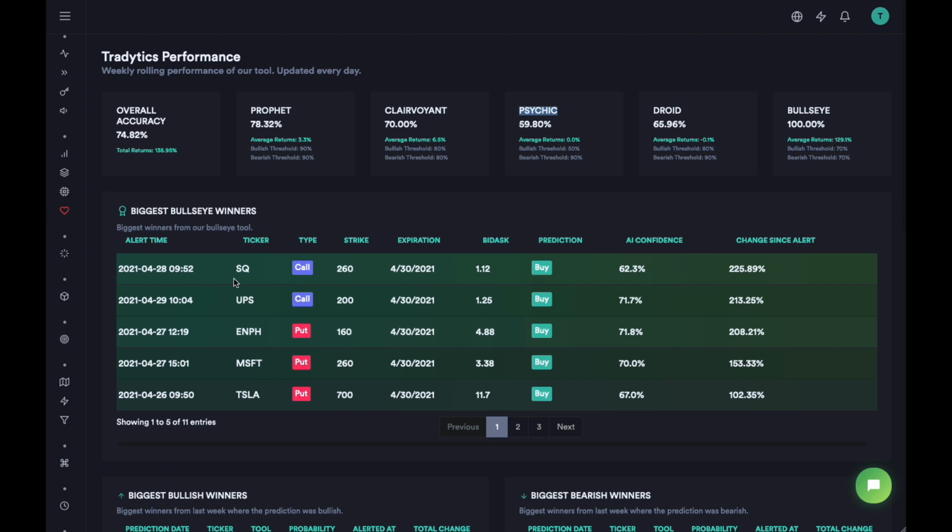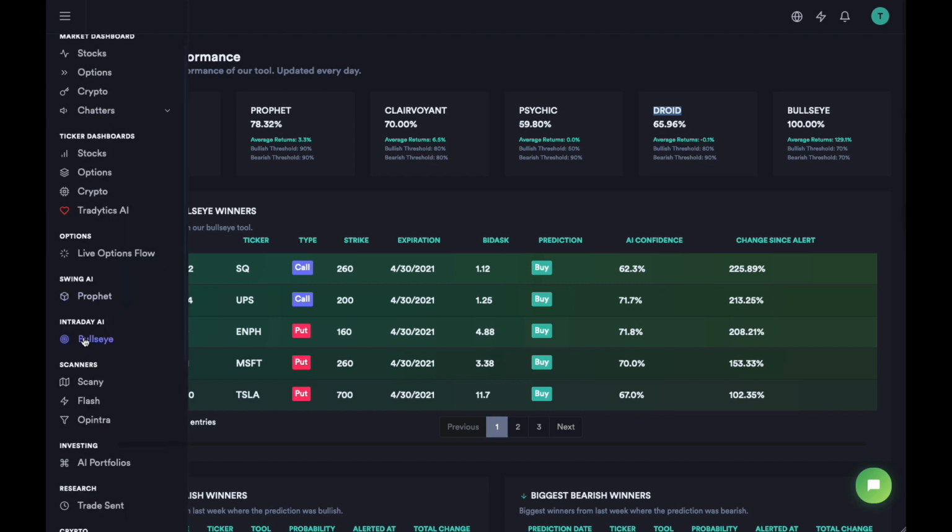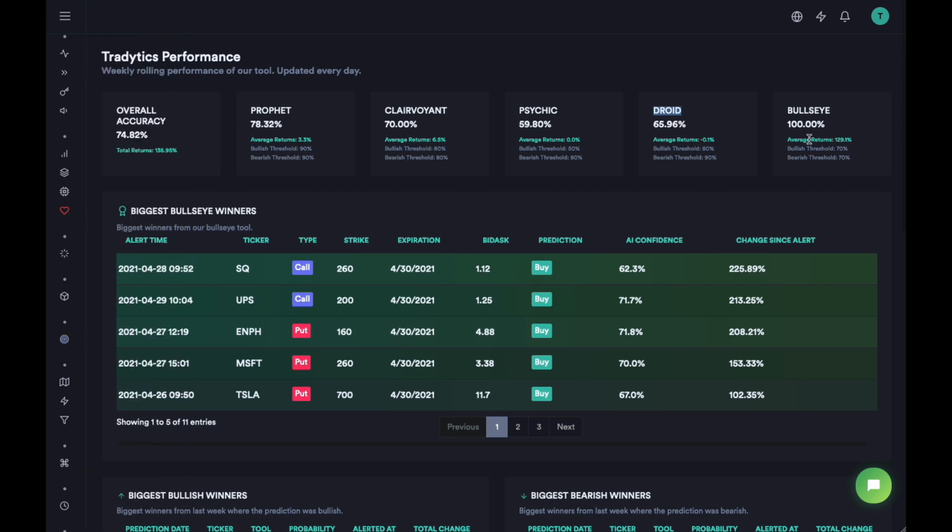If you've seen the Profit video, you will realize that there are two columns in the tool. One of them is price action AI and the second one is options AI. So options AI is called Psychic. Droid is the stock expectation version of Bullseye. Again, if you have seen the Bullseye video, you will see that there are two columns: a stock expectation column and an options contract column. So Droid is the stock expectation column, and then we have the Bullseye, which is the actual options contract prediction.